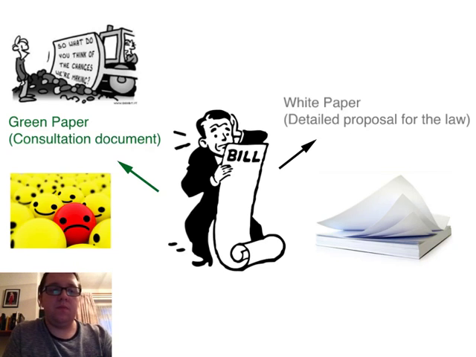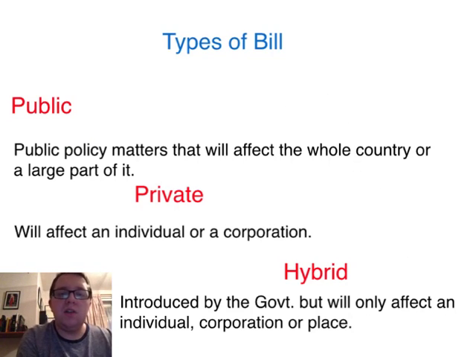There are three types of bill that you need to be aware of. The first, a public bill. These largely come from the government itself and concern public policy matters that will affect the whole country or a large part of it. A good example in your textbook of a public bill that then became law is the Constitutional Reform Act 2005, which amongst other things reformed the role of the Lord Chancellor with the judiciary and also created the new Supreme Court, separating from the House of Lords.